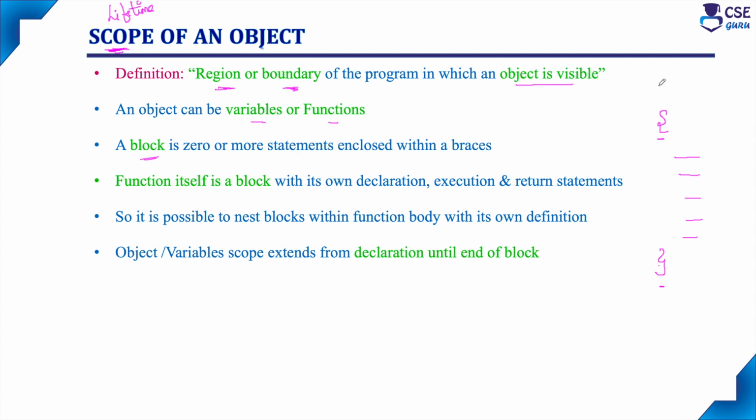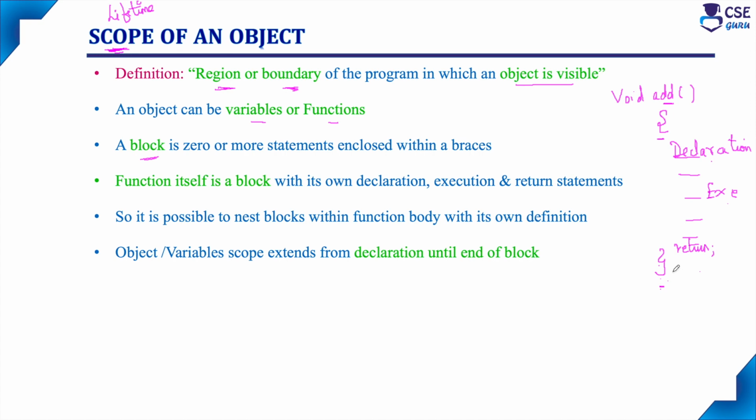If you consider a function, the function itself is a block statement. For example, void add. Add is the function name. After the function name, we specify the set of curly braces, and this represents the function body. Inside the function body, first will be the declaration statements, next come the execution statements, and finally it will end with the return statement. A function itself is a block with its own declaration, execution and return statements.